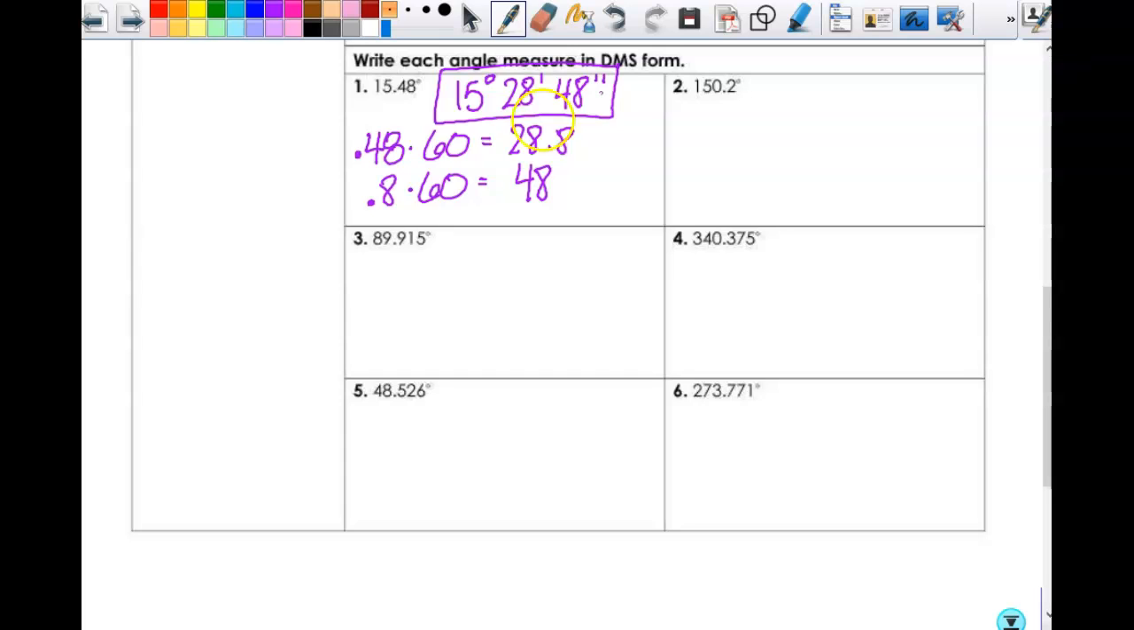Because you only want the full minute. So this means 28.8 minutes, but I don't want a decimal minute. So I take the 28 minutes and then convert that 0.8 into how many seconds.